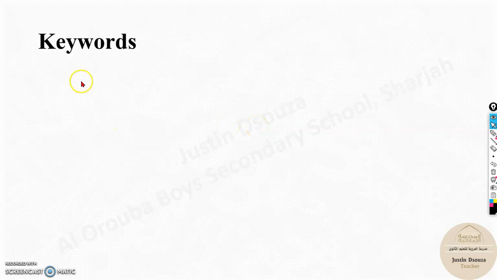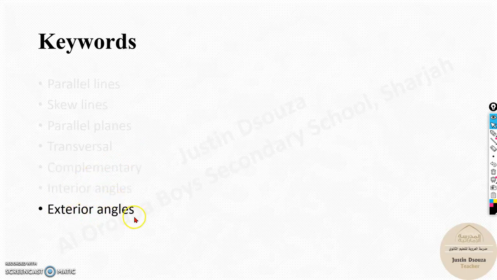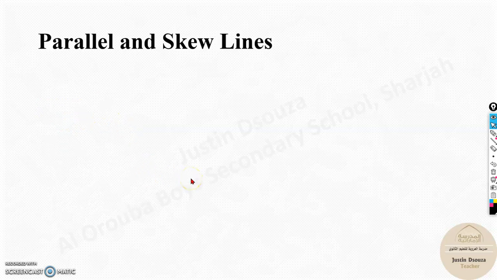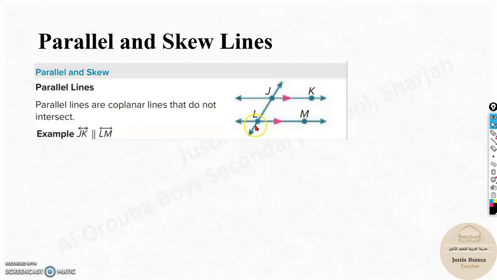Now we will look into the keywords: parallel lines, skew lines, parallel planes, transversal, complementary, interior angles, and exterior angles. Some of these terms you have already come across before, but some might be new, like skew lines. So we will look into them now. Parallel and skew lines. As you can see over here, there are two horizontal lines and one slant line. Parallel lines can never intersect each other.